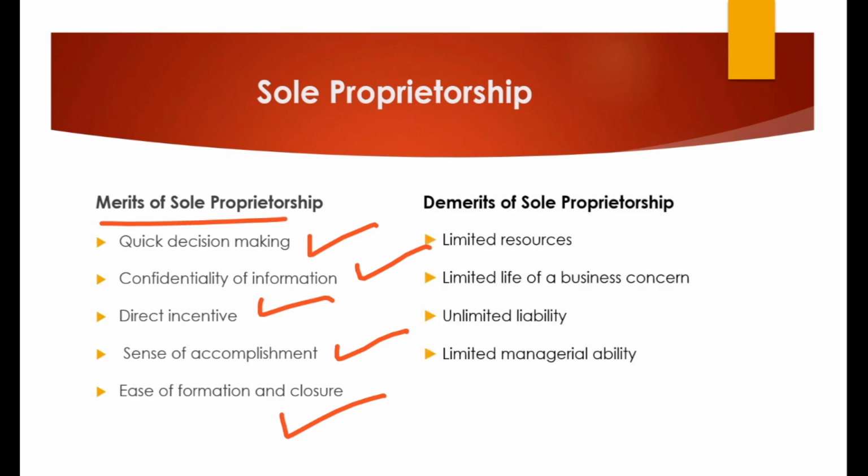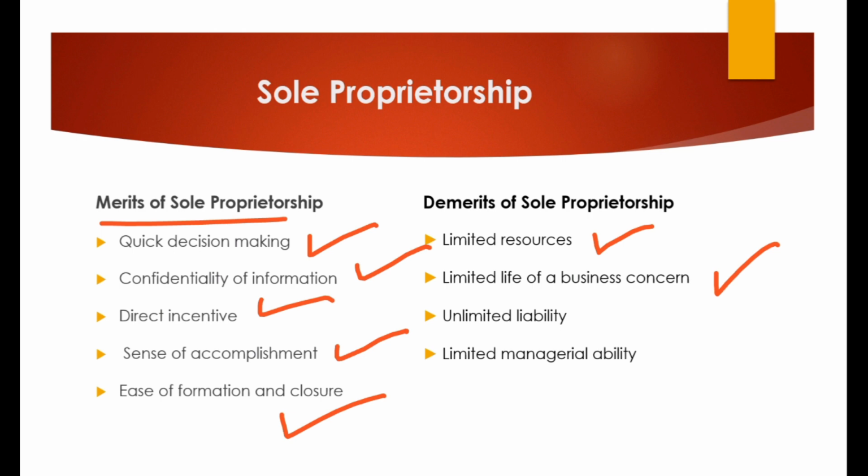Now, demerits of sole proprietorship, which means disadvantages. First, limited resources. Since he is a single person, if he requires any additional capital, he cannot depend on any other person. There might be chances that the banks also may not grant loans to him. So there are very few resources available. Whatever it is, he has to invest by himself. So, limited resources.